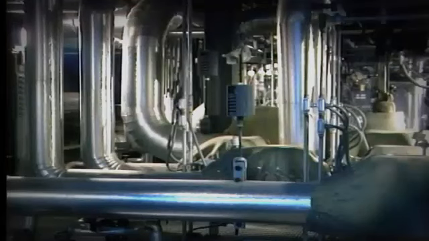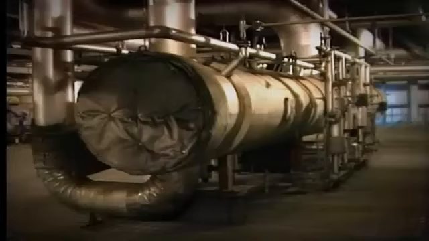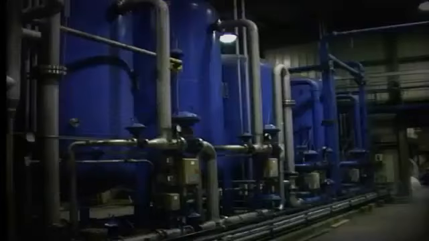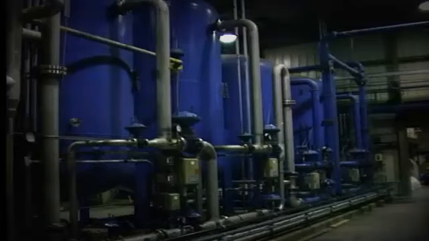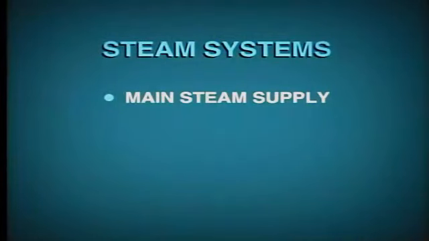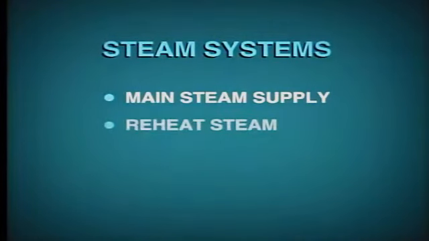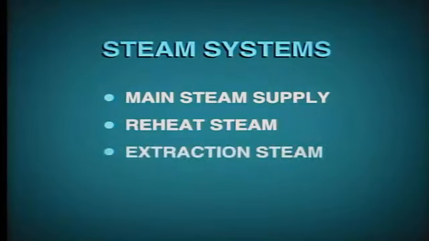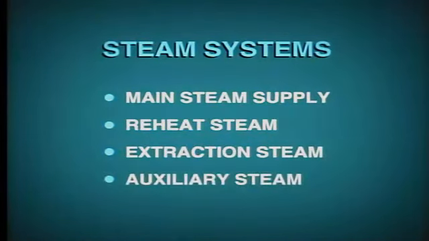Plant systems and auxiliaries consist of a vast array of pipework, valves, heat exchangers, pumps, compressors, and other devices, all connected in such a way as to provide for specific functions and needs. In this segment, we'll look at the various steam systems comprising: A, the main steam supply from boiler to turbine; B, the reheat steam; C, the extraction steam from the turbine; and D, the auxiliary steam system.